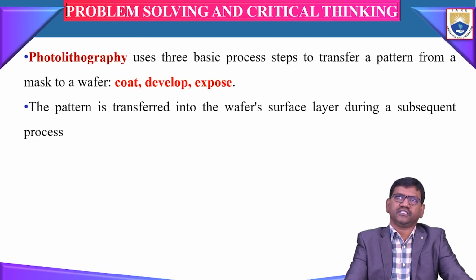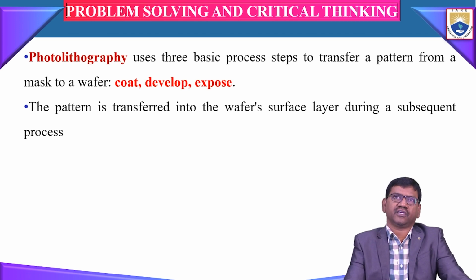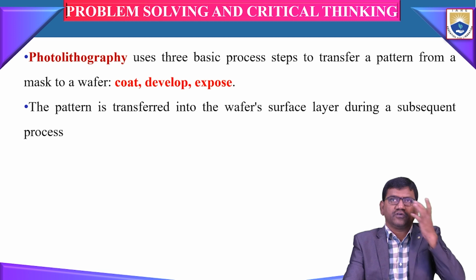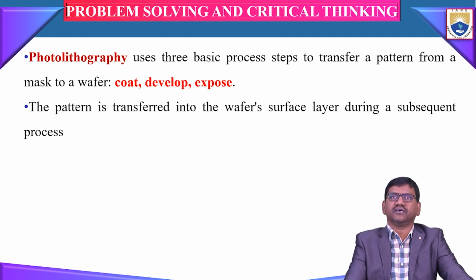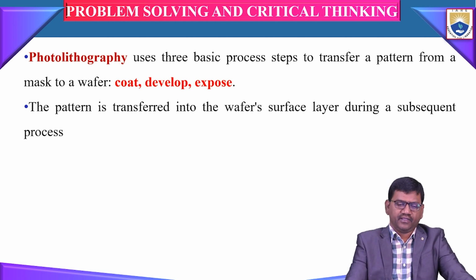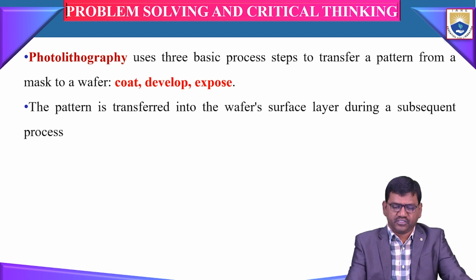Photolithography is used as a basic process for fabricating the patch antenna, and we can also use this photolithography technique for IC applications. For integrated circuit chip design also, we use photolithography, which is a process used in VLSI design. The basic steps involved in photolithography are coating, developing and exposing. The pattern is transferred into the wafer's surface layer during subsequent processes.